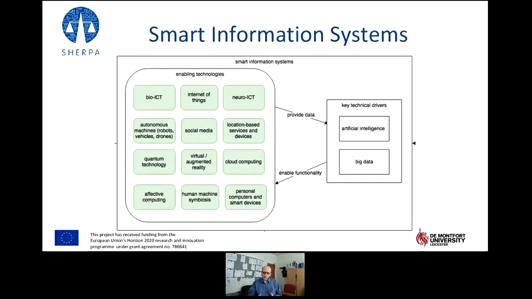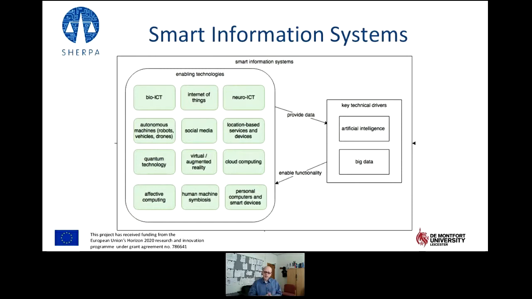Those data are then processed in some way, and then they feed back into the world. And again, there may be many different ways of doing this. So this could be done through robotic interaction. This could be augmented reality, virtual reality. There are many different ways in which this could happen.